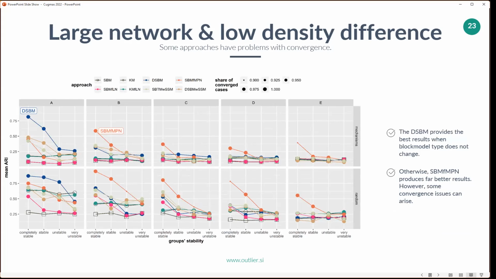And then finally, we have the case for large networks and low density difference. You can see that the dynamic stochastic block modeling approach is again the best when the block model type does not change, and otherwise stochastic block modeling for multipartite networks produces very good results.